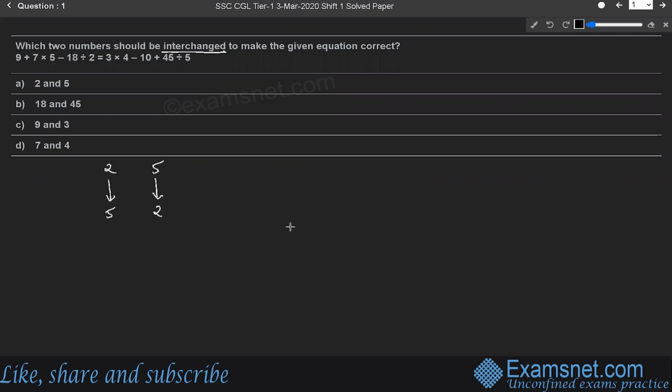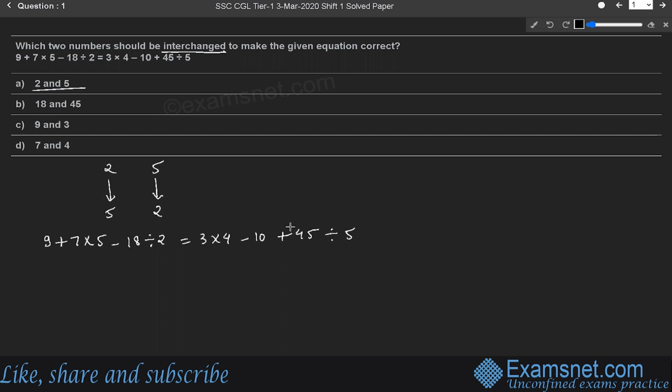And how will we identify after interchanging the values that the given equation is correct or not? It is very simple. When we interchange these values and put them in this equation, then left hand side should be equal to right hand side. That is, LHS should be equal to RHS. So let us check all the options one by one and then identify the correct answer. So first let us write the equation that is given in the question. Equation is 9 plus 7 into 5 minus 18 divided by 2 is equals to 3 into 4 minus 10 plus 45 divided by 5.